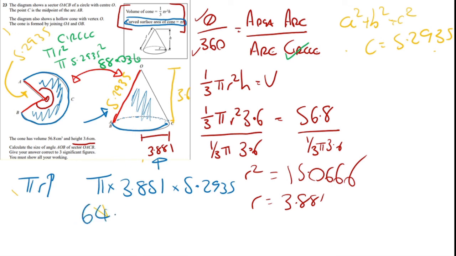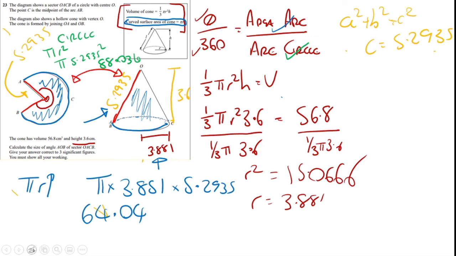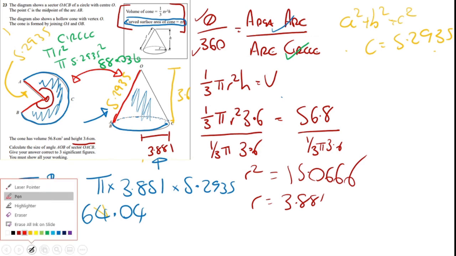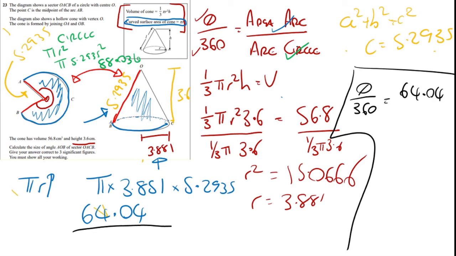5.2935 times 3.881 times pi. Okay, so 64.04. Now I've actually got all the stuff I need for that formula right at the top, which finally gets me to my answer. Okay, I'm running out of colour, so I'm going to do black. I've got a little space here to do it. So theta over 360 must equal the area of my arc, 64.04, over the area of my circle, 88.034. And then I'm going to times that by 360 to get theta on its own. So 64.04 divided by 88.034 times by 360, and I've got the answer of 261.88 degrees.